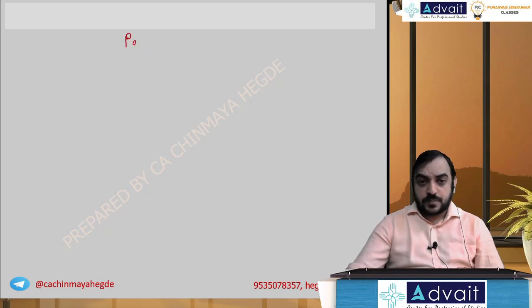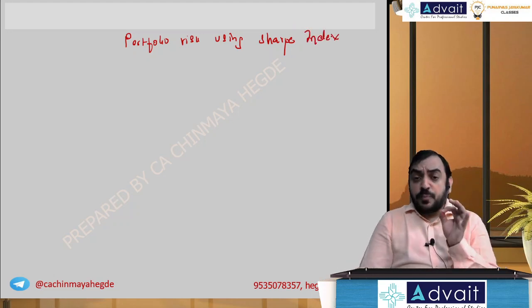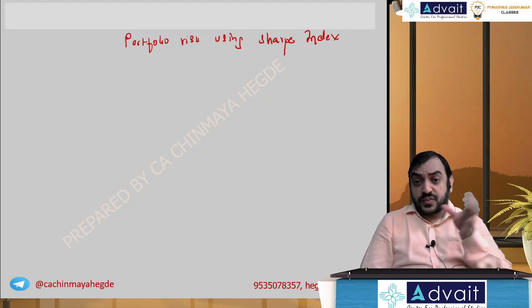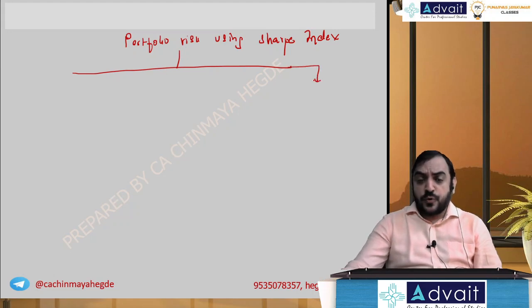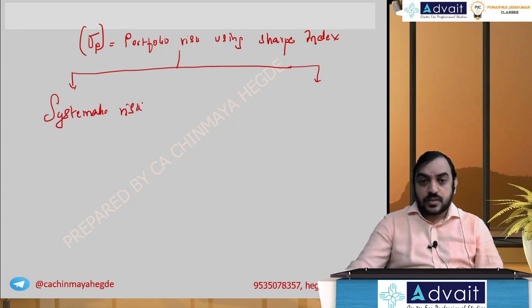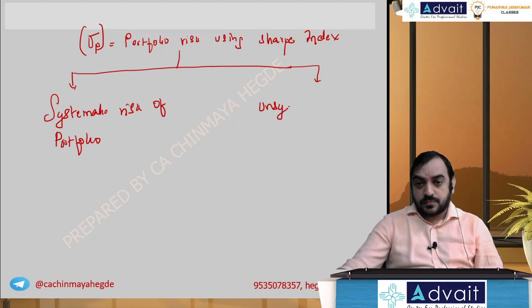Next we have portfolio risk using the Sharpe index. Now regular portfolio risk, if they just ask, we'll apply Markowitz, A plus B whole square, that formula. But sometimes they'll specifically ask for portfolio risk using the Sharpe index. In that case, we have to follow this calculation. Though conceptually they look alike, mathematically they will give you a different answer. So we are going to divide portfolio risk, that is standard deviation of P, using the Sharpe index into two parts: systematic risk of portfolio and unsystematic risk of portfolio.